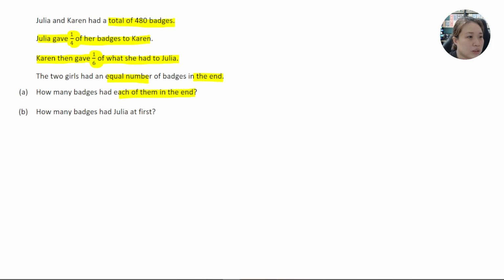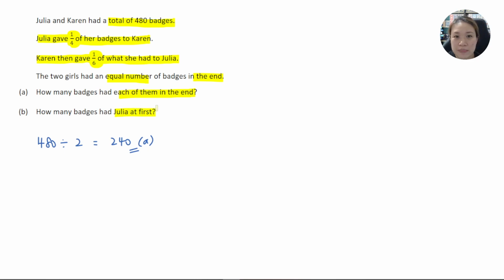So this one we can simply take 480 divided by 2, right? Because they had the same in the end, so we just split between both of them equally. So this part A actually helps us solve part B. So we know what each of them had in the end, but we don't know what they had at first.